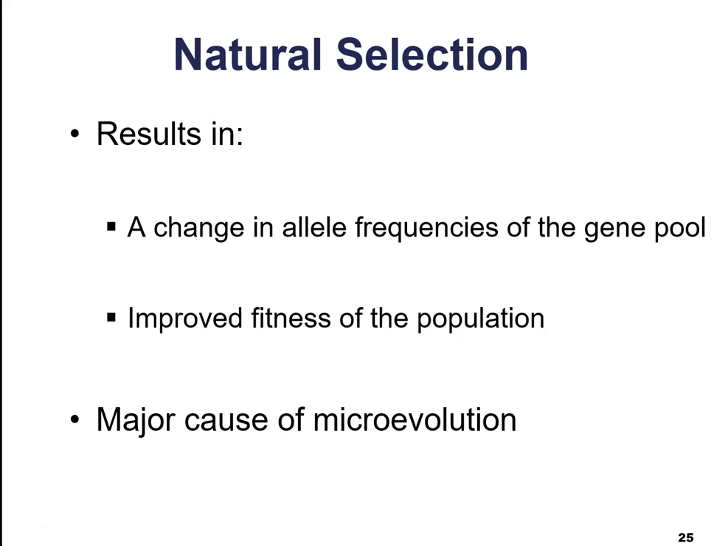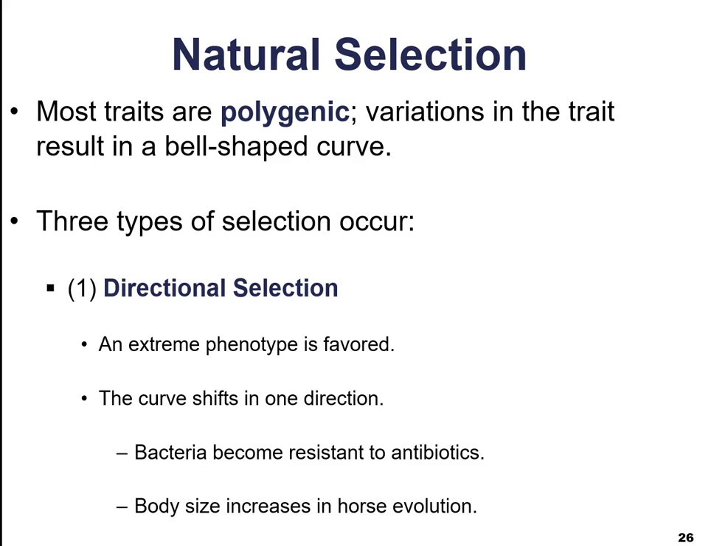So natural selection will result in a change in allele frequencies of that gene pool, right? It improves fitness of a population, and is the major cause of microevolution. And that's what we're talking about in this chapter. Microevolution, evolution on a smaller scale, evolution related to a particular population. Okay, so again, now we're talking about specific types of natural selection. It says most traits are polygenic. Variations in that trait result in a bell-shaped curve. Okay, so we're going to talk about that right now.